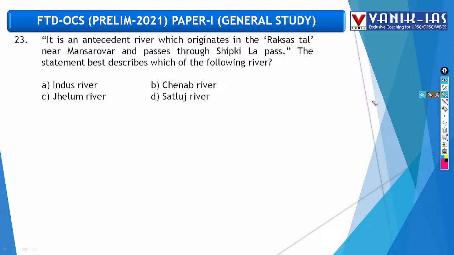It is an antecedent river that originates in Rakshastal near Mansarovar and passes through Shipki La Pass. Which of the following rivers does the statement best describe? Indus River, Chenab River, Jhelum River, or Satluj River. The answer is Satluj River, option D. Remember Mansarovar and Rakshastal, that is Satluj River.